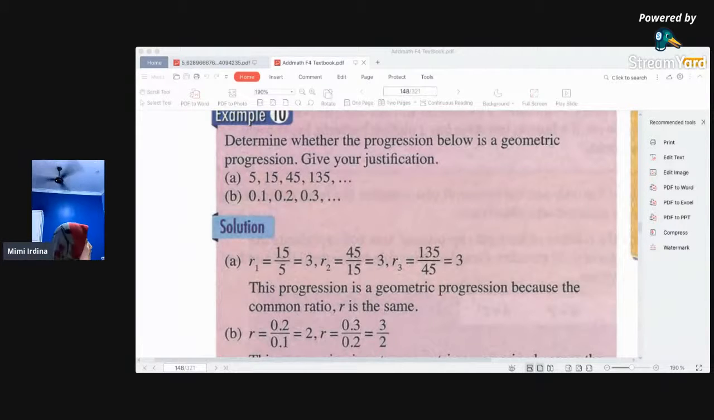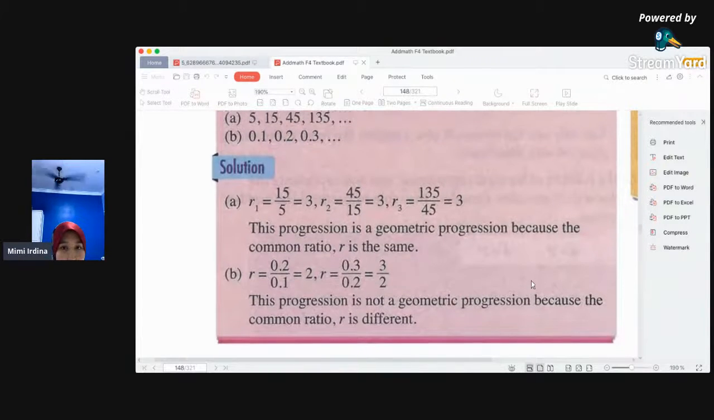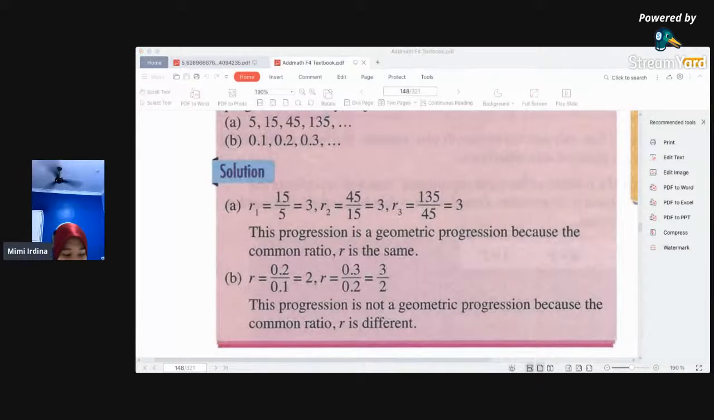For R2, we use T3 over T2, which is 45 over 15. And we get the same common ratio, which is 3. While R3, we use T4 over T3, and we still get the same common ratio, which is 3. So this progression is a geometric progression because the common ratio R is the same.